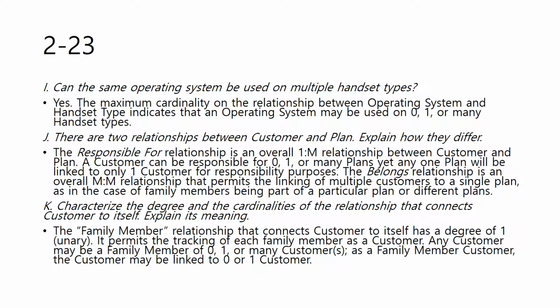Problem K. Characterize the degree and the cardinality of the relationship that connects customer to itself. Explain its meaning. The family member relationship that connects customer to itself has a degree of unary. It permits the tracking of each family member as a customer. Any customer may be a family member of 0, 1, or many customers. As a family member customer, the customer may be linked to 0 or 1 customer.